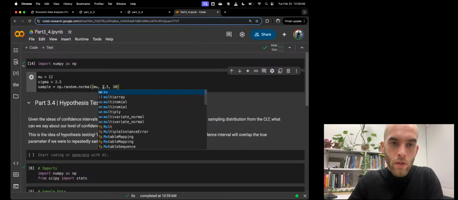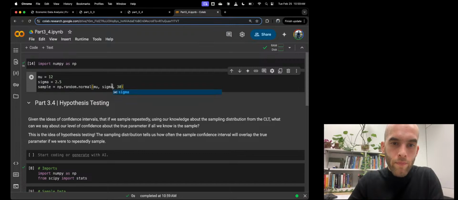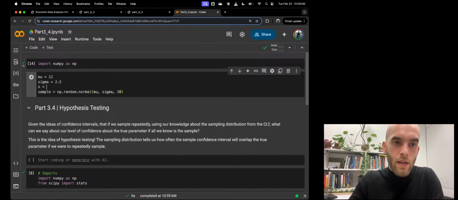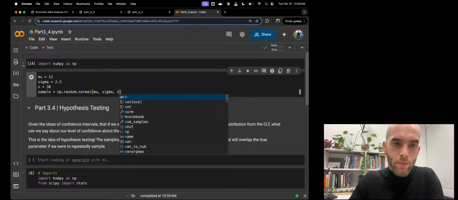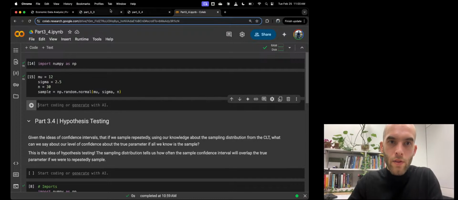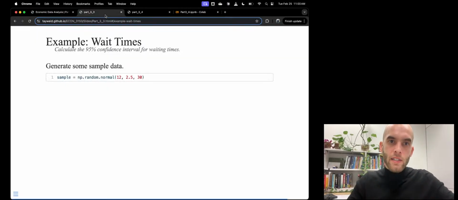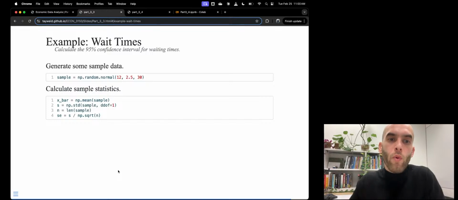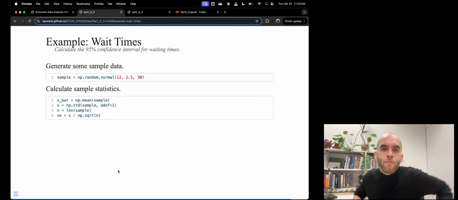So mu, sigma, and n will make this equal to 30. Okay, so we're going to construct our sample. And this is just random data. We've collected this very similar to what you've done in your homework.